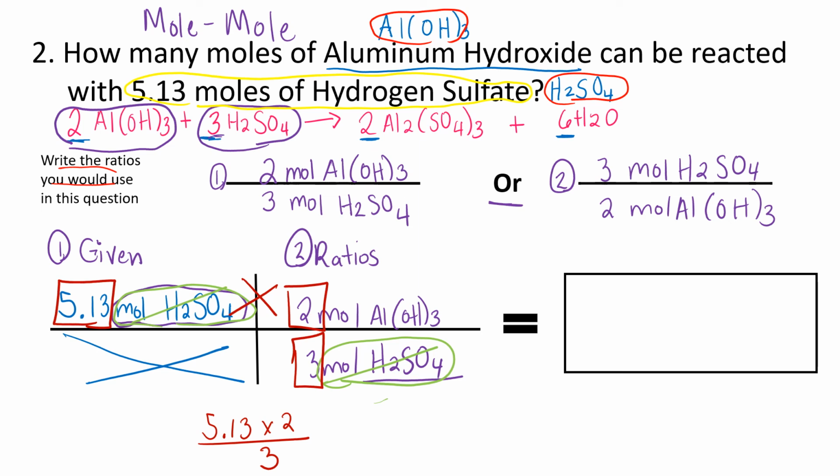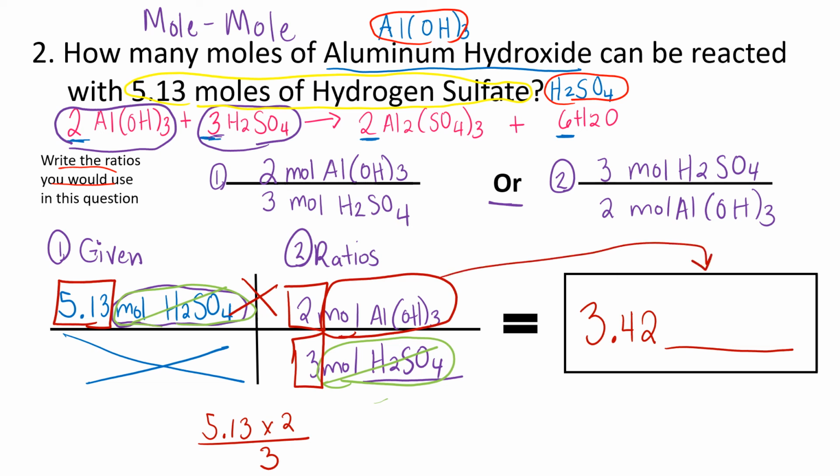All right, so once I put it in the calculator, my answer is 3.42. I always want to make sure that I put the unit and the substance that I'm working with. The only thing that I didn't cancel is this one, and it's going to go there as my unit and my substance. So it's going to be moles of Al(OH)3. And that's how you would do that one. And it would be done and ready to go.